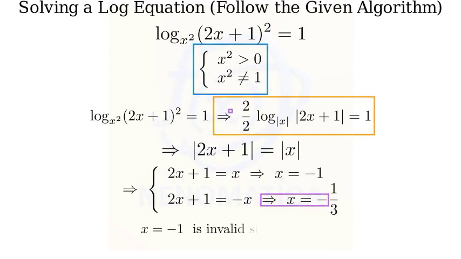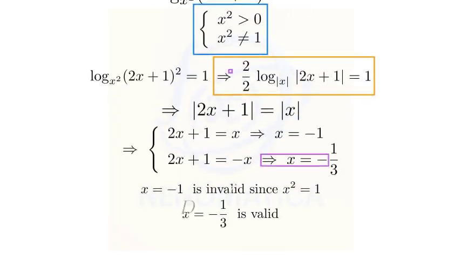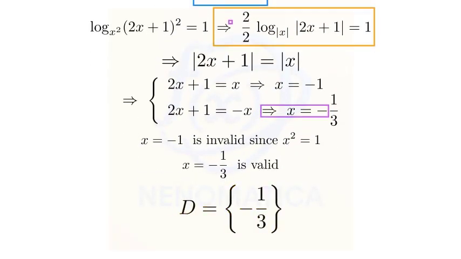Step 5. Check against the base conditions. The value x equals -1 makes the base x squared equal 1, which is not allowed. Therefore, it must be rejected. The value x equals -1/3 is valid. Hence the solution set D equals the single value -1/3.